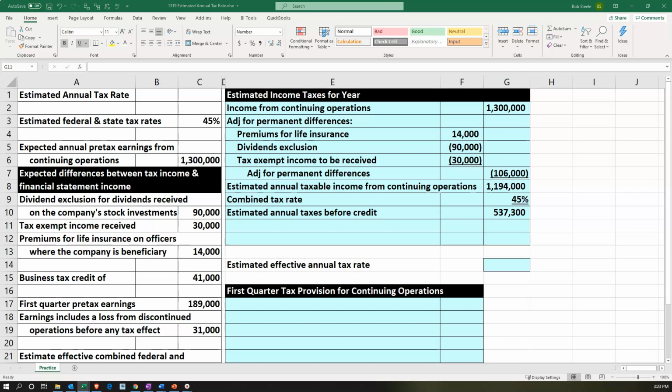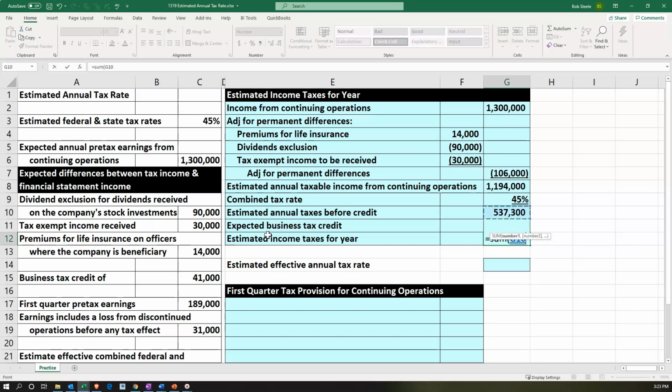And then we've got the credits that we're going to take into consideration. So these are going to have to be at the bottom afterwards. They're not a deduction. They're going to be a credit. And so we're going to take those out. And the credits were 41,000. So I'm going to subtract those out to give us the estimated income taxes on the year. I'm going to sum these up, which will subtract them out, which is going to be that 537.3 minus this number that I can't see right now, which is the 41,000. That gives us then the estimated income taxes on the year, 496.3.